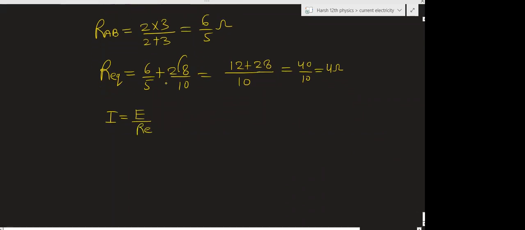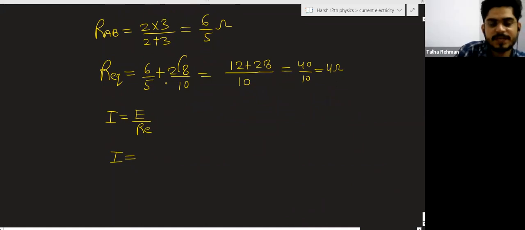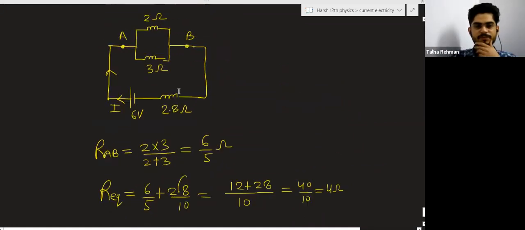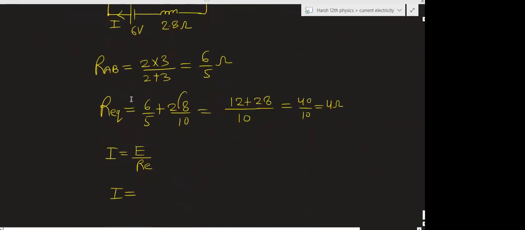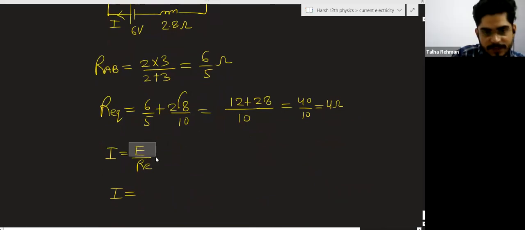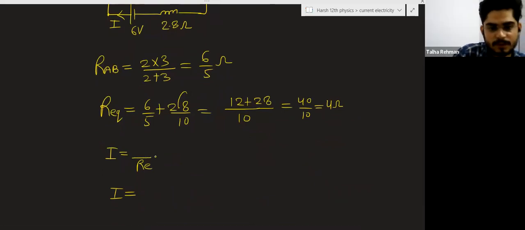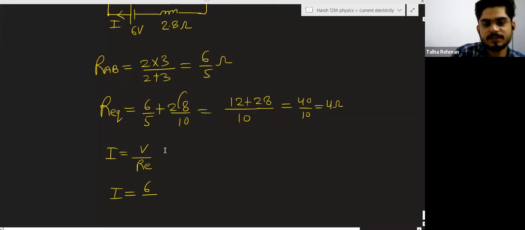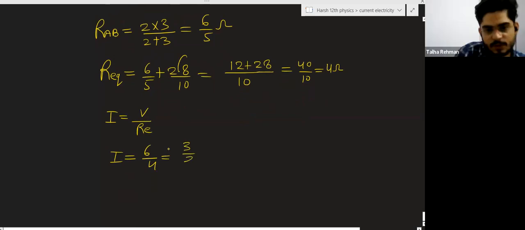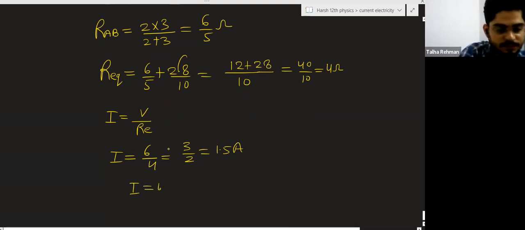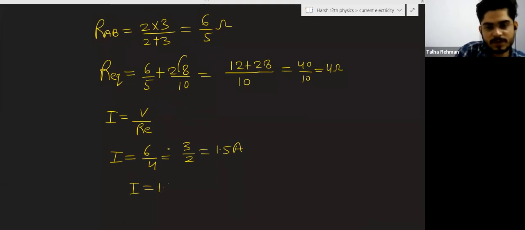So I is equal to the equivalent EMF, or you can say the equivalent potential difference, which is 6. Right here, V is better. This is 6 and R equivalent is 4. 6 by 4 is 1.5. So the current in the circuit is 1.5 ampere. This is the 1.5 ampere current we have.